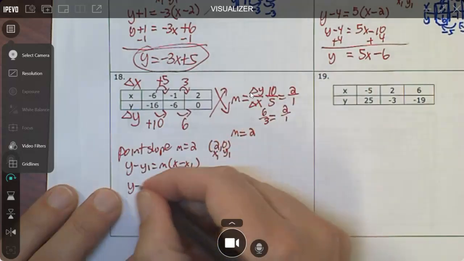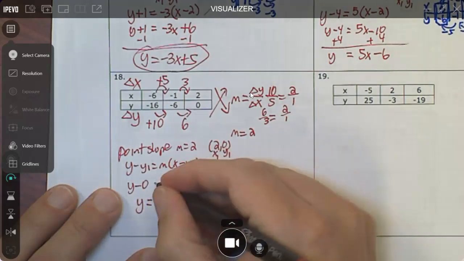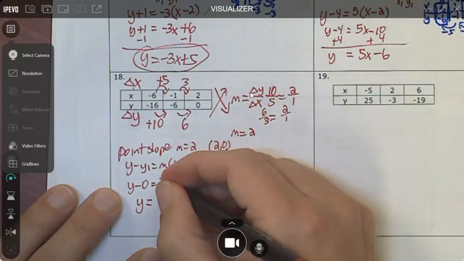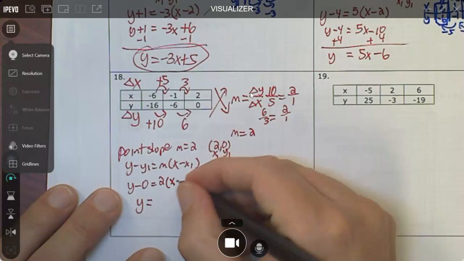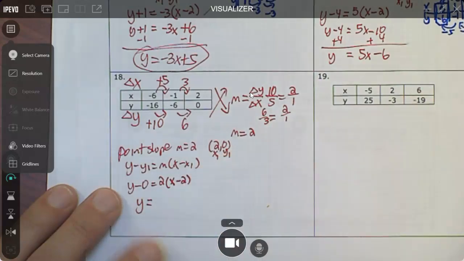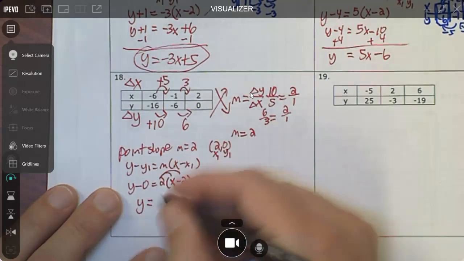Okay, Y minus 0, that's just Y. And then you got the slope, which was 2, and we're going to go X, and the opposite of X1, or negative 2, is negative 2. Now we can go slope intercept.